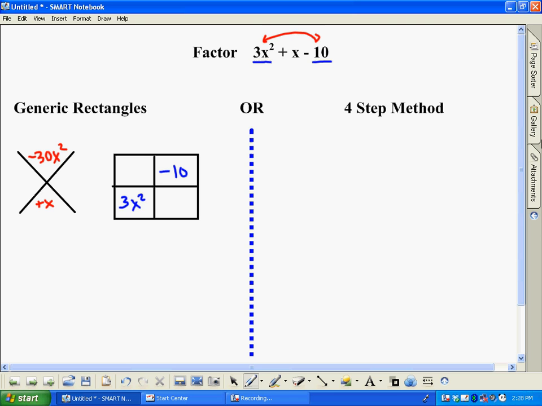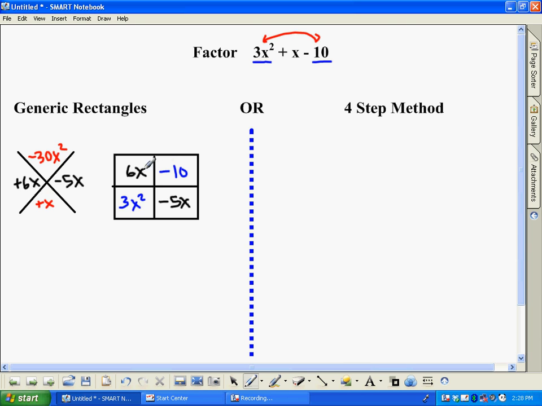And then hopefully by now you're familiar with not generic rectangles, but diamond problems. So what multiplies to be negative 30x squared and adds up to be 1x? Well, the answer ends up being a positive 6x and a negative 5x. So these two add up to be x, and these two multiply to be negative 30x squared. You take these two answers and put them in either of these boxes. It doesn't really matter where. So I'm going to put the 6x here, and the negative 5x here.